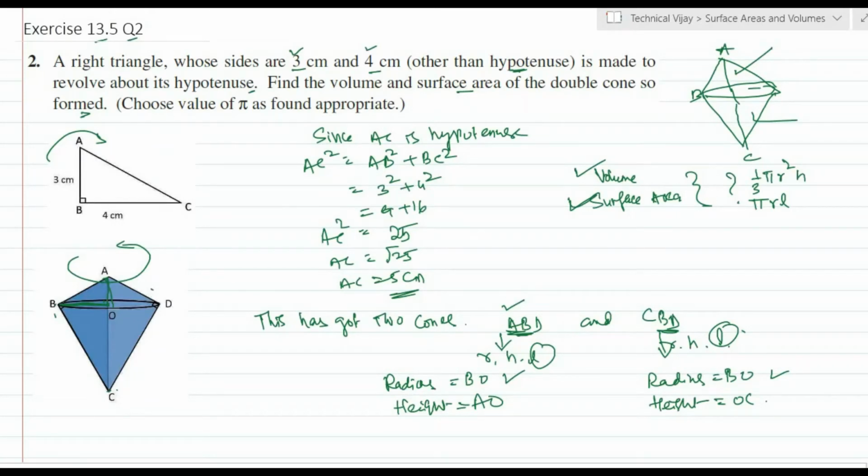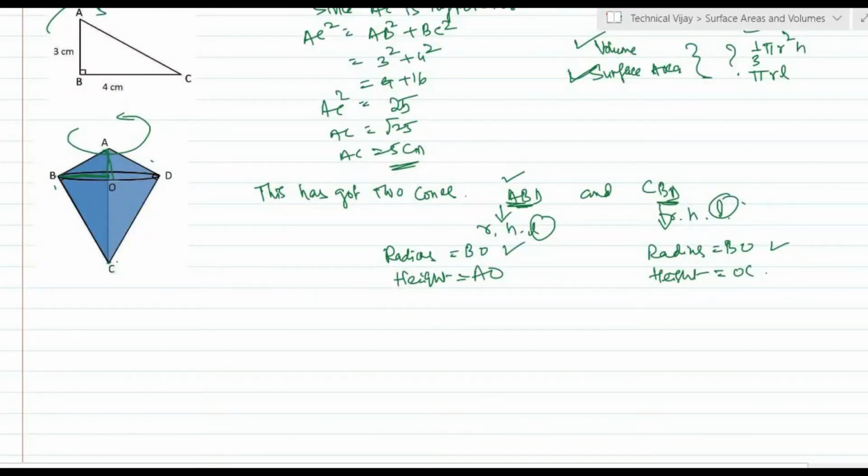So now we will concentrate on the volume of this cone. For the volume of this cone, we should know BO, AO and OC. That is, we have to calculate BO, AO and OC. Okay, so these three things we have to calculate. So for that, what do we have to do?